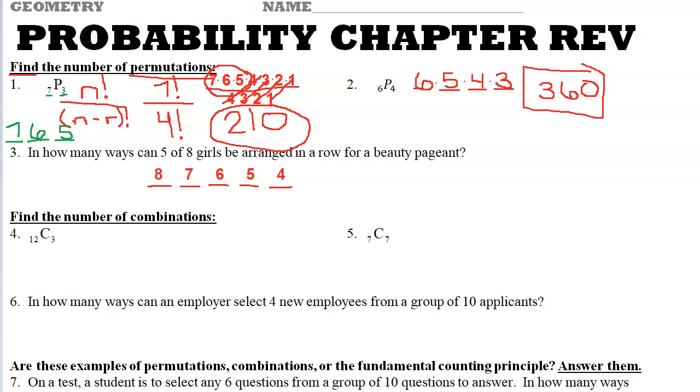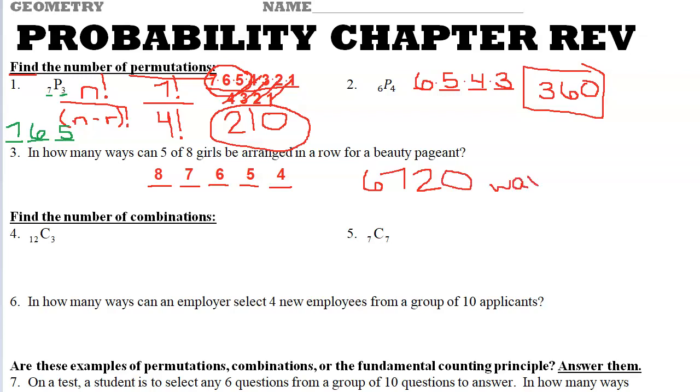All right, so what you're going to end up getting is, this is dangerous mental math in the morning by me. I'm going to go the other way around here. 5 times 4 is 20, times 6 is 120, times 7 is 840, times 8, that's 6,720 ways. Oh boy.